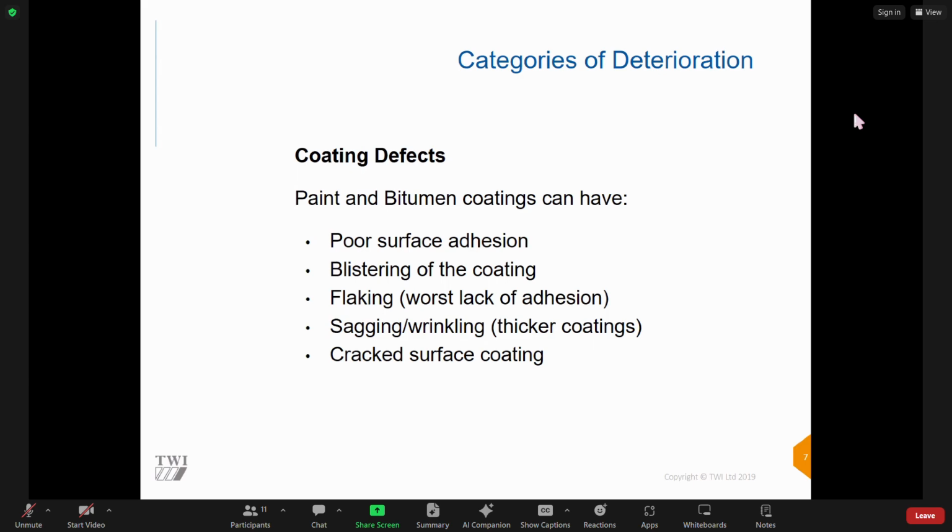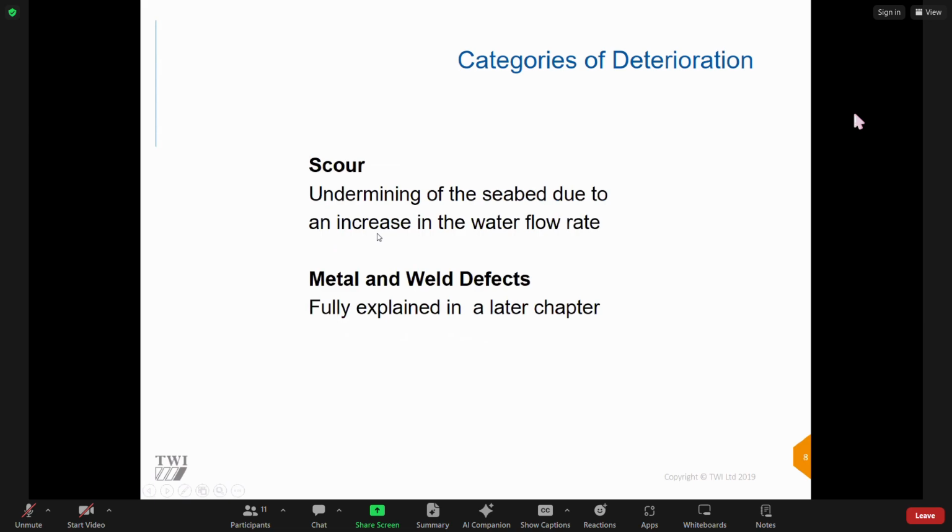If the coating is damaged in any way, seawater can come into contact with the steel, and we can set up a corrosion cell, and our steel will corrode. Scour is undermining of the seabed due to an increase in water flow rates. Metal and weld defects, we'll talk about those probably Wednesday.